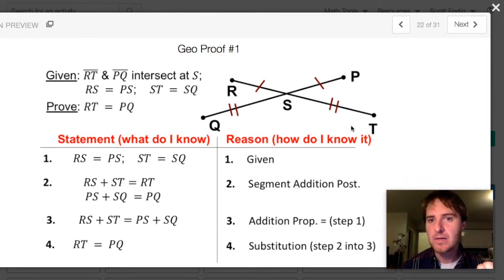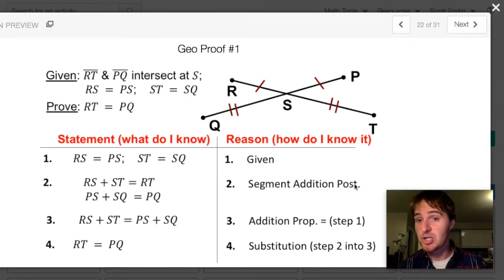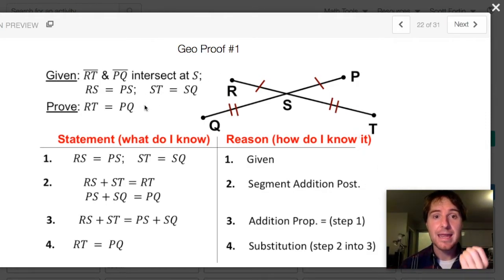Well, yeah, what we know about RT is that RS plus ST equals RT. That's the segment addition postulate. Same thing too, we can get PQ into this proof by doing PS plus SQ, and that equals PQ. That's also the segment addition postulate. Part plus part equals whole.